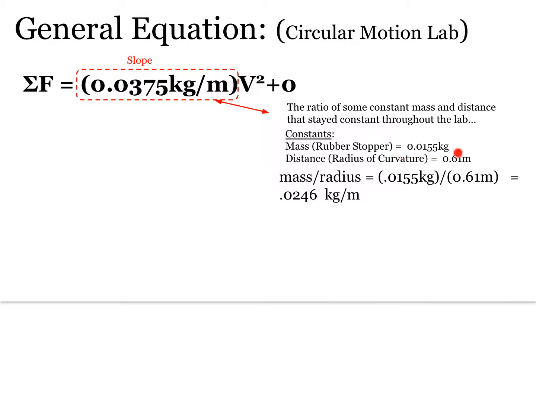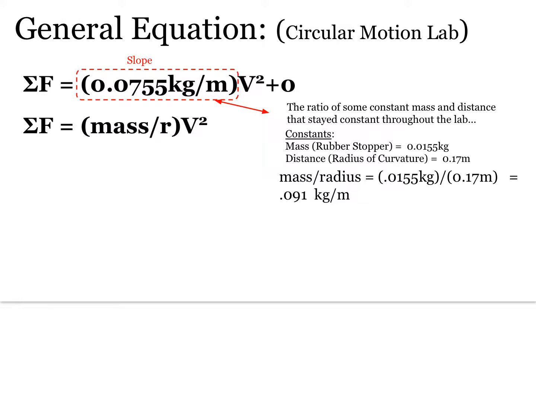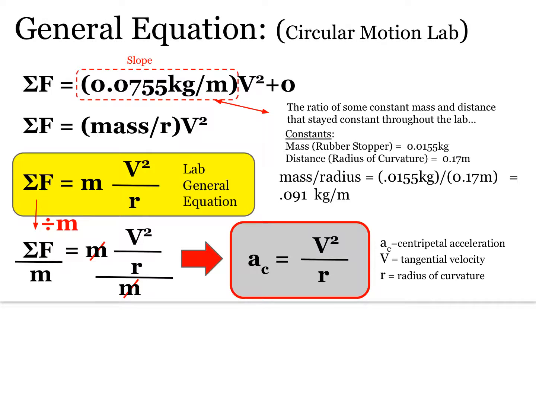So this is the mass of the rubber stopper, so you guys can use that for yours. The distance that I had for mine was that, and so we have a kilogram and a meter, we have both of those. If you divide those, I got about 0.246, somewhat close to 0.0357. So this is actually a relationship between the mass of the stopper and the radius of the circle. Okay, so that would mean our forces are equal to our mass divided by our radius times velocity squared.